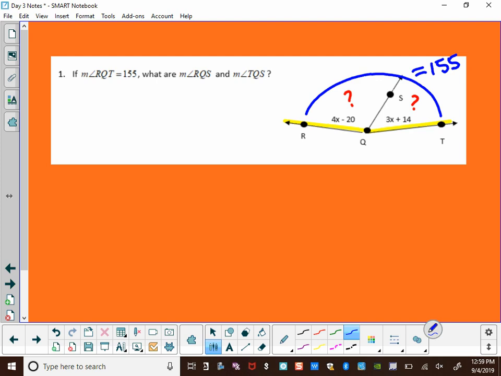What this means, do you guys see that there's two angles there? Right? There's one on the left, one on the right. Together, they add up to equal what? What's it say? 155. So what we're going to do is we're going to take whatever expression they gave us and make it equal to 155. So we have 4x minus 20 plus 3x plus 14 is equal to 155.